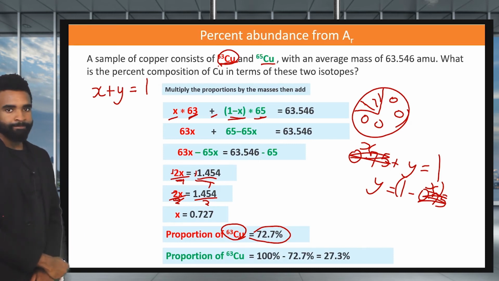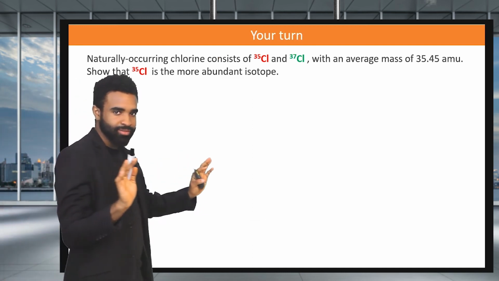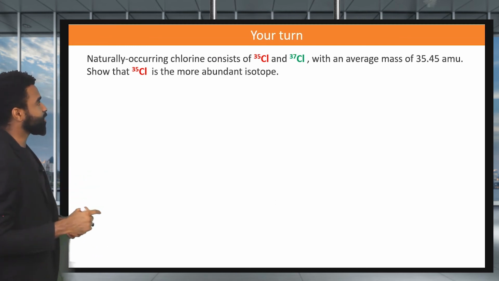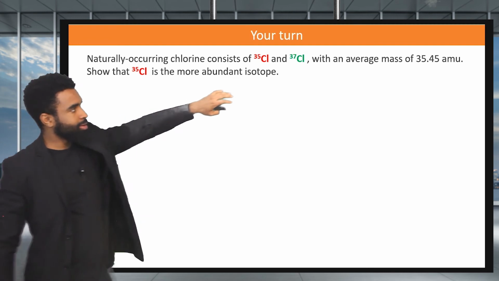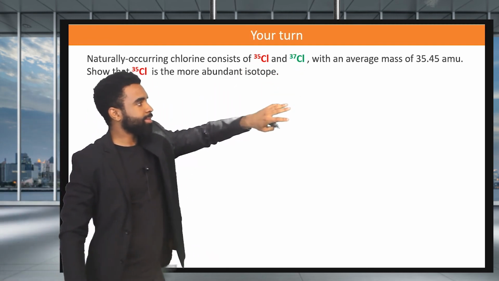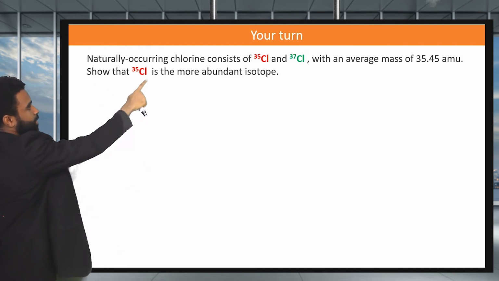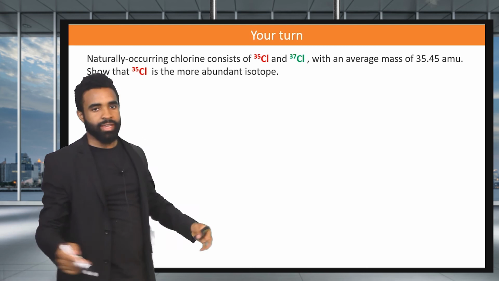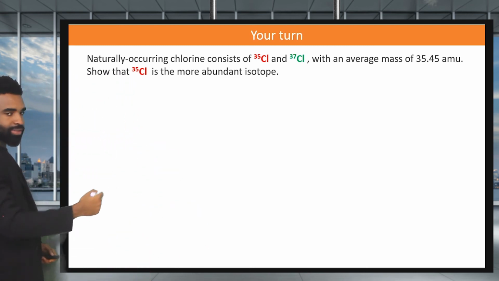One last problem. Again, make sure you pause. If you didn't pause the last one, it's your last chance. Practice is the best teacher. So pause the video and try this one. Naturally occurring chlorine consists of chlorine 35 and chlorine 37 with an average mass of 35.45 atomic mass units. Show that chlorine 35 is the more abundant isotope. This is just a fancy way of saying calculate the relative abundances. So again, pause the video and try it. In 3 seconds, I'll walk through it.